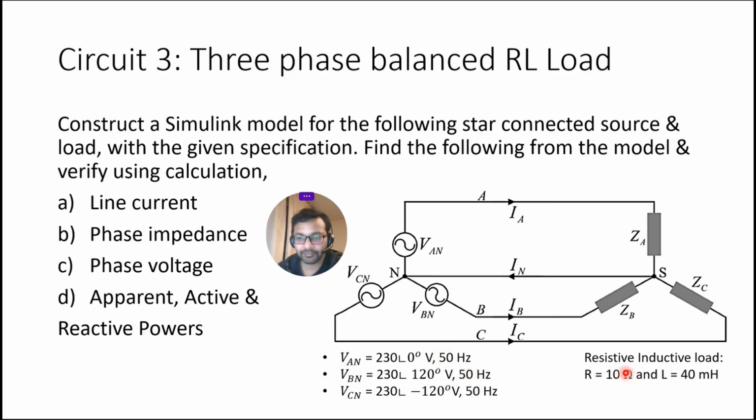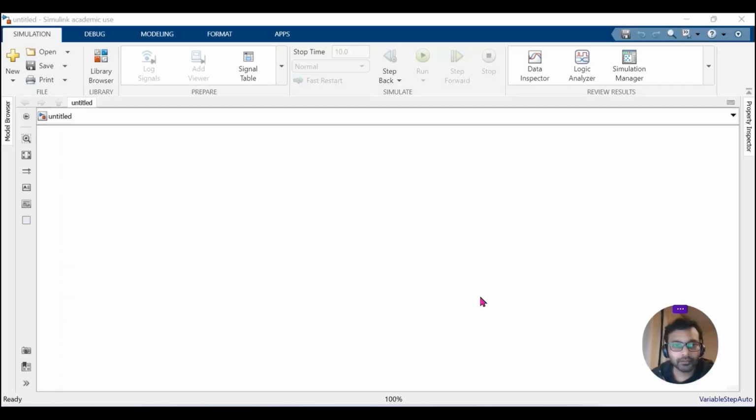On the resistive inductive load side, the value of resistance is 10 ohms and the value of inductance is 40 millihenry. So we have to implement this circuit in Simulink and we have to calculate the line current, the phase impedance, the phase voltages, and the apparent, active and reactive power. Okay, so let us go into Simulink and try to implement this circuit.